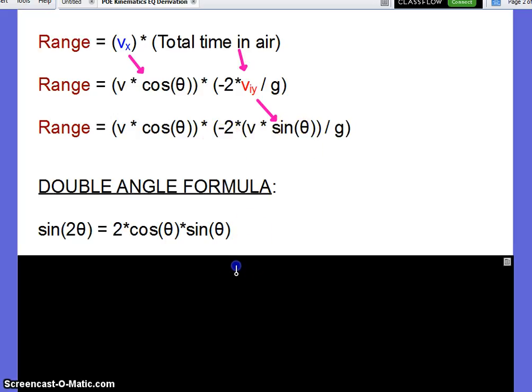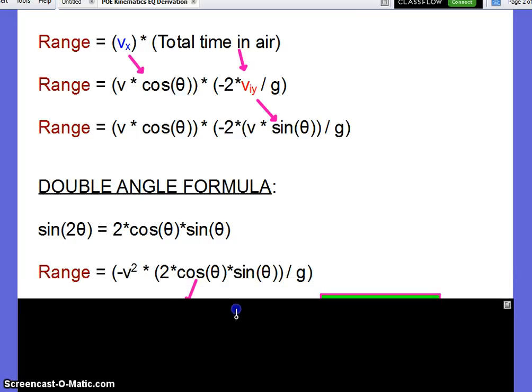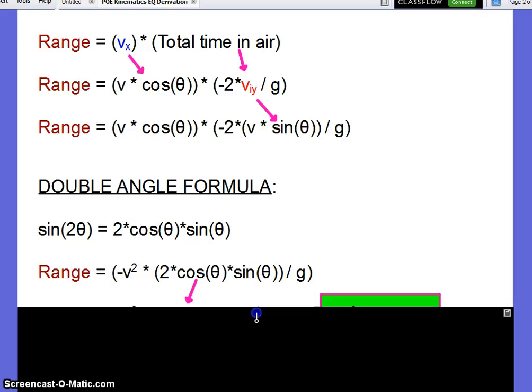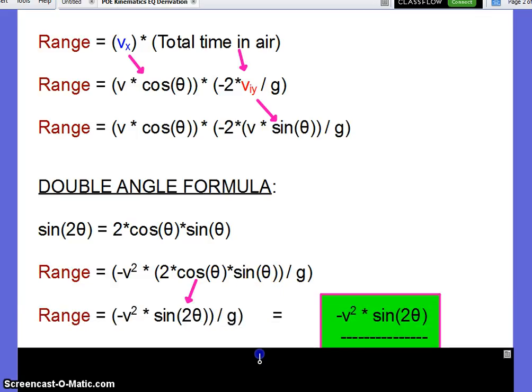So if we come back to our expression for range, we can reorganize it. Notice the velocity is in there twice. So v times v is v squared, right? A negative comes out front. And then we have 2 times the cosine of theta times the sine of theta within it, all divided by the acceleration due to gravity. So we can take this double angle formula relationship and substitute in the sine of 2 theta for this whole thing right here.